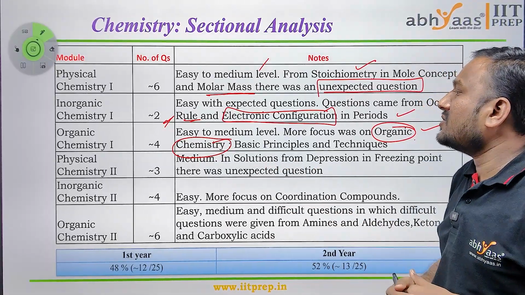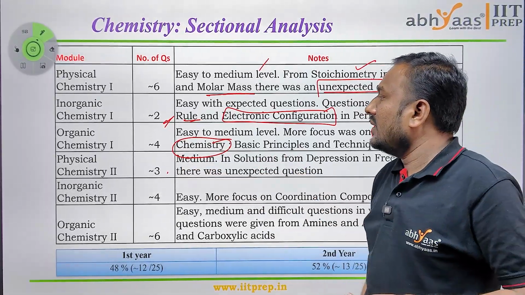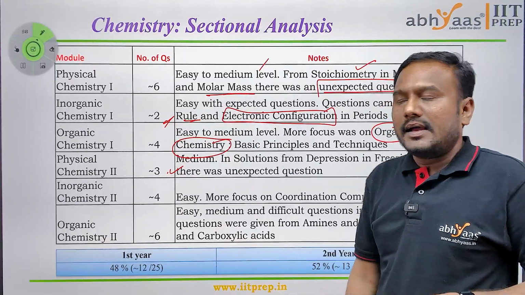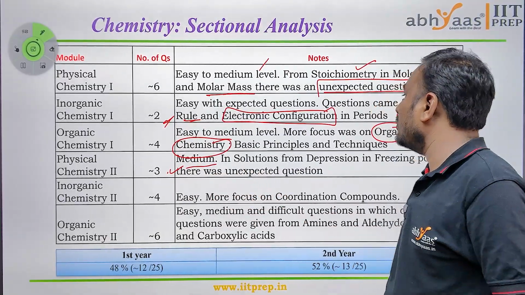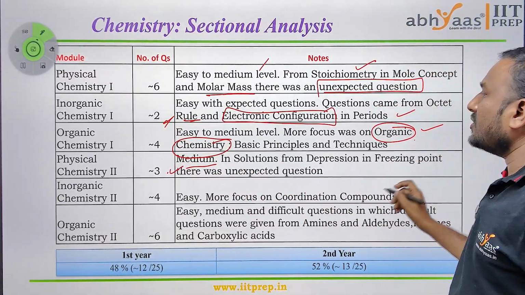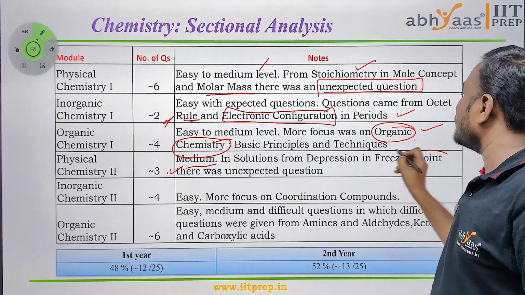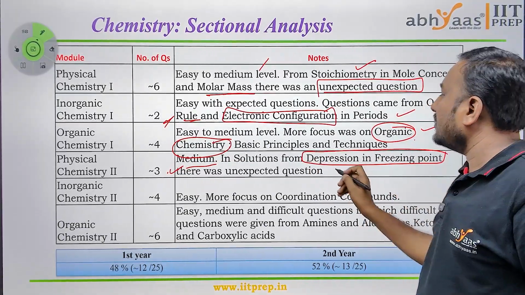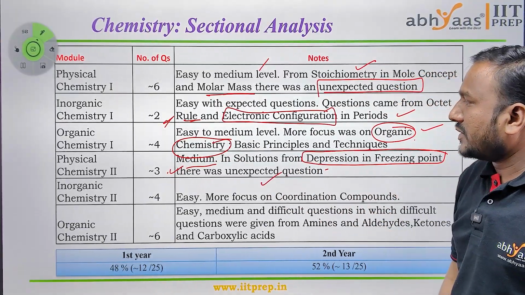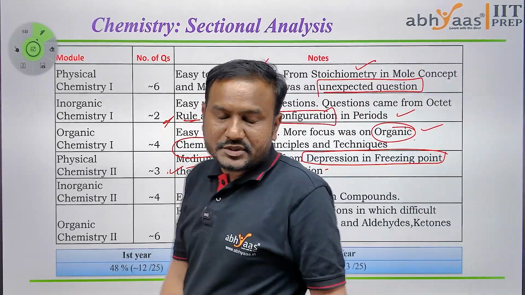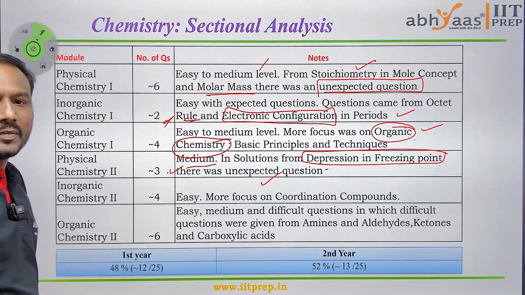And in Physical Chemistry 2, here we have 3 questions, and medium type of questions only. Those are from solutions, depression in freezing point, which were unexpected questions we have seen here.